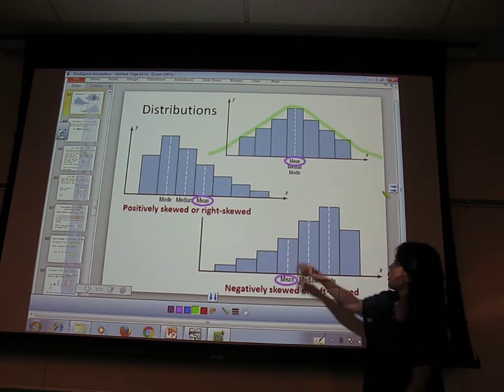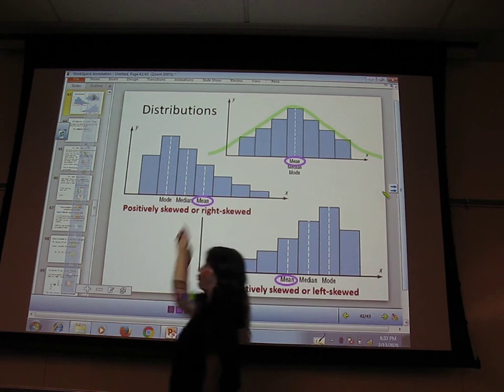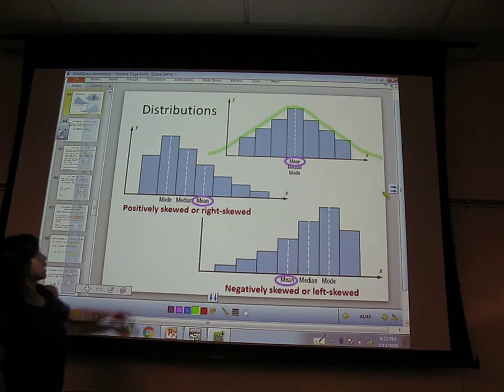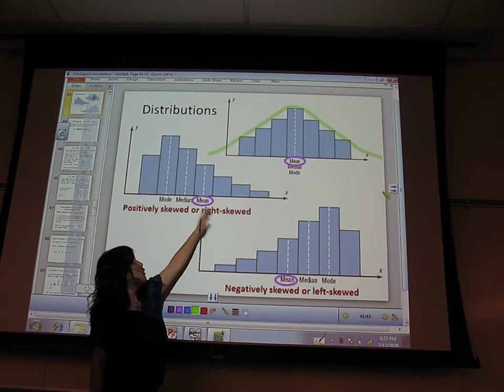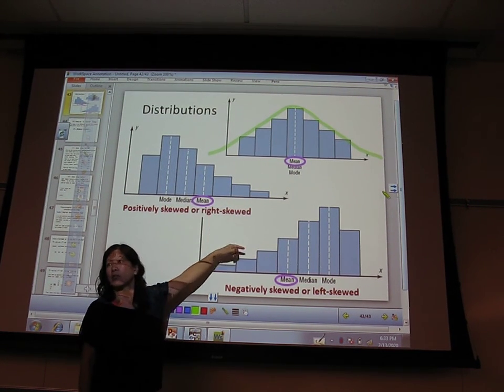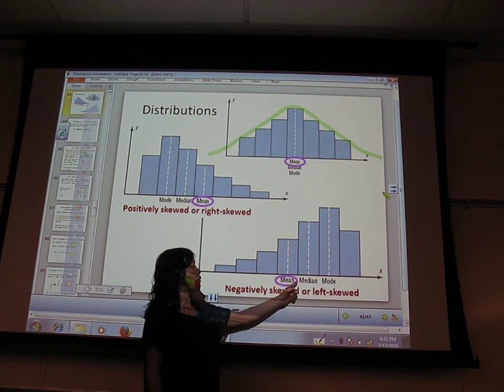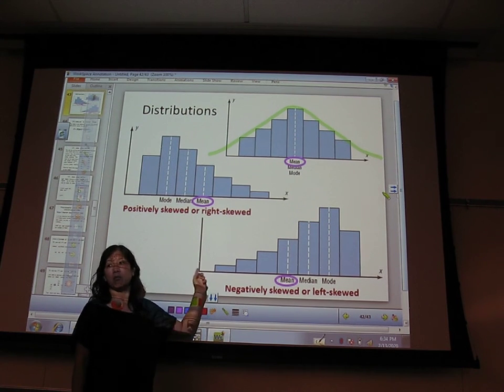And here it's right skewed because the outliers are yanking the mean to the right. So the median's here, and the mean's getting yanked off to the right of the median because of outliers. And here the mean's getting yanked off to the left of the median because of outliers.